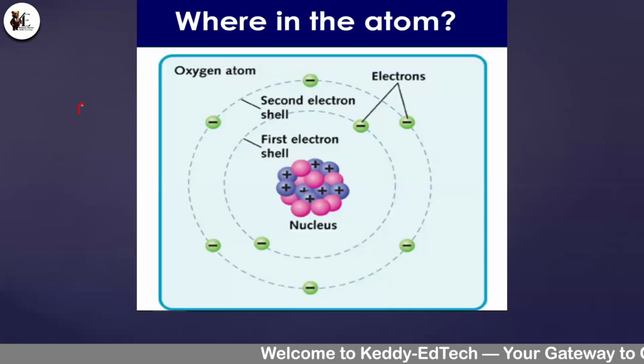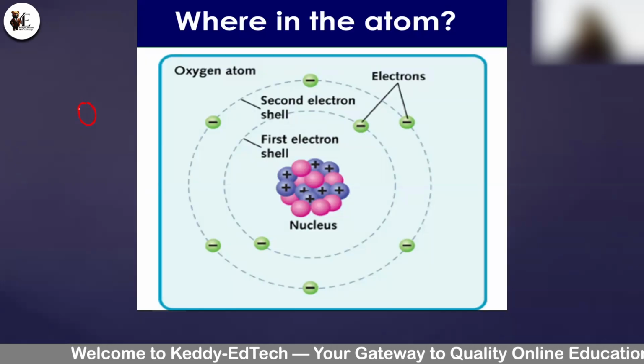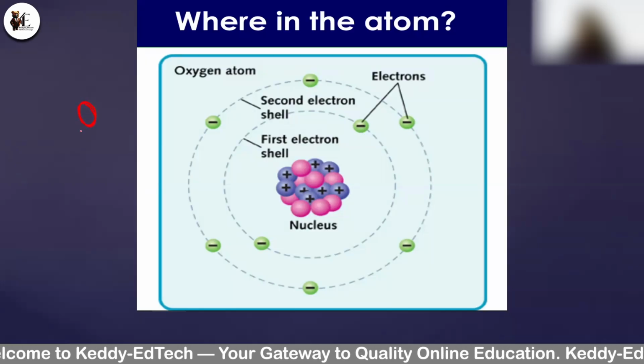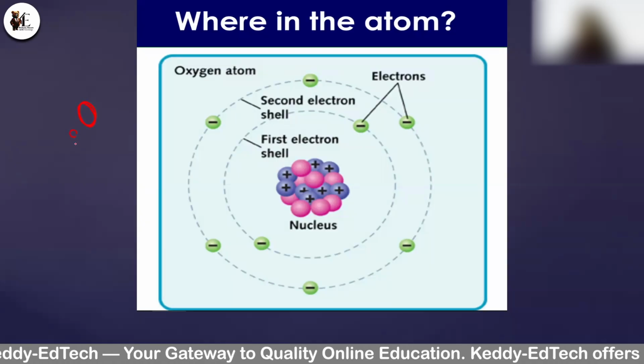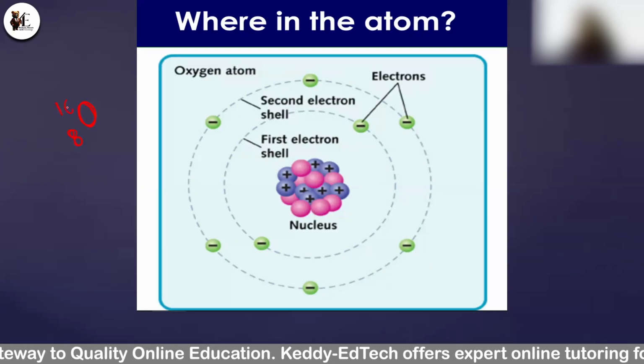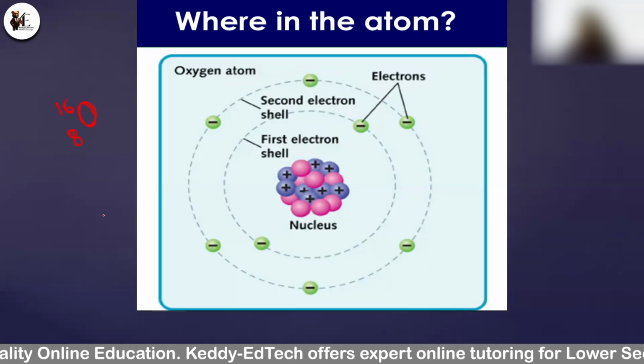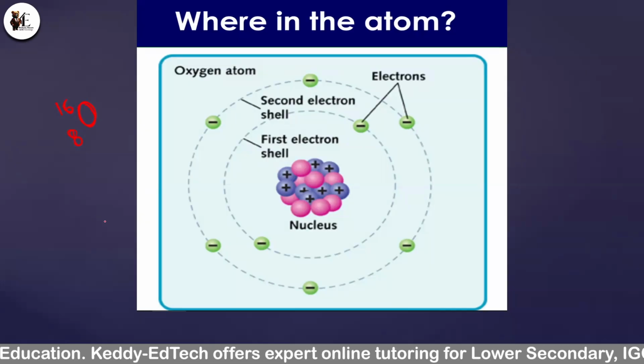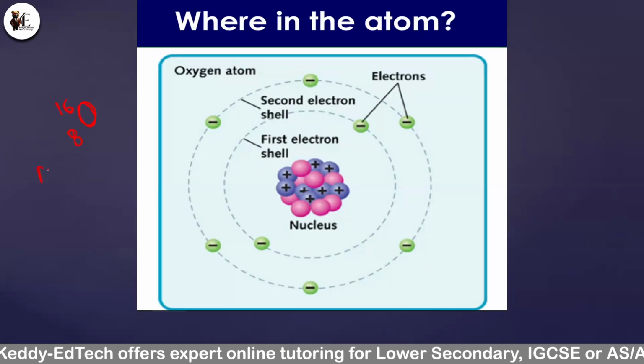Yes. So you have oxygen atom. I am just telling, this is your oxygen atom O. This is my proton number or atomic number, and this is my mass number. Okay. Tell me the number of protons here.